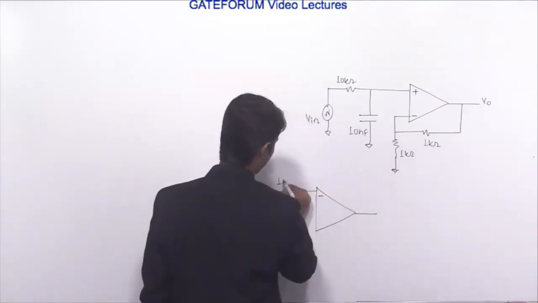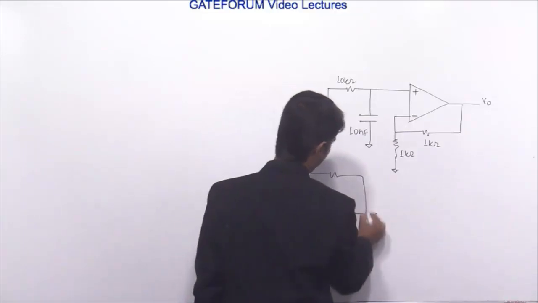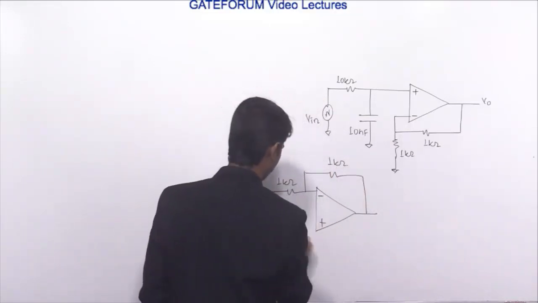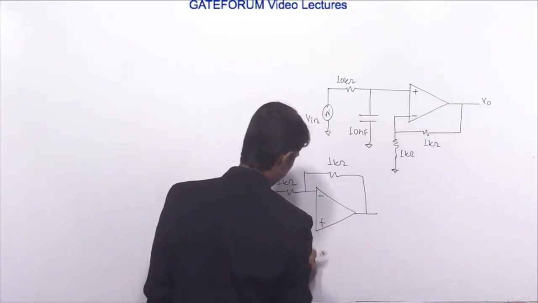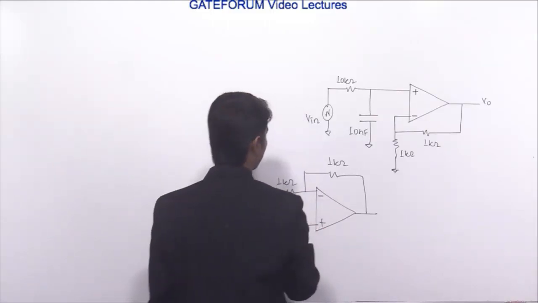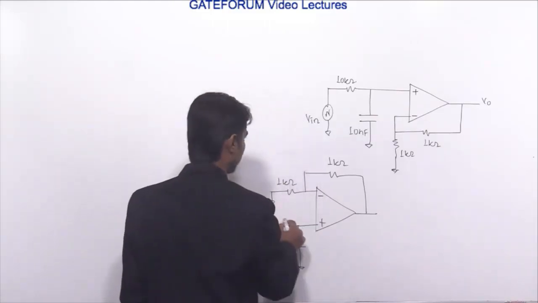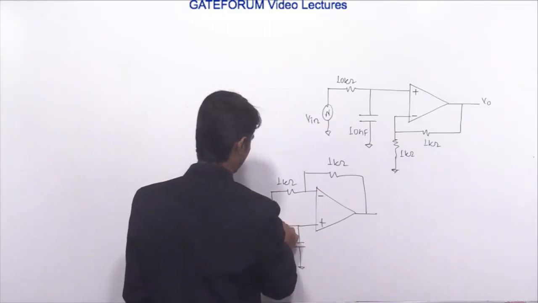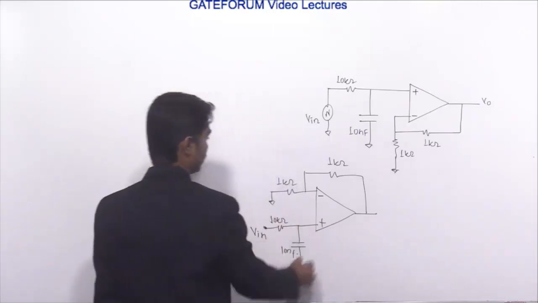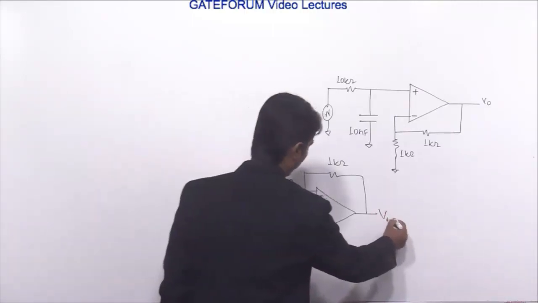This is a 1 kilo ohm, and this will be the 1 kilo ohm. And here it is a plus, and here a capacitance is given. And here it's V in, and here it is a 10 kilo ohm, and it's a 10 nanofarad. See, this is an RC high pass circuit. This is a simple way of drawing it.